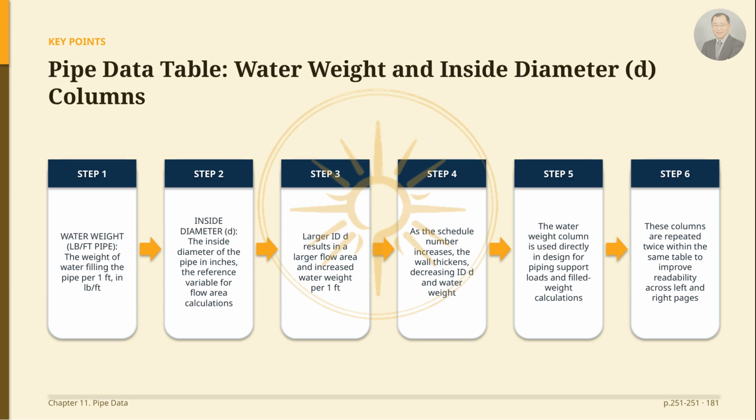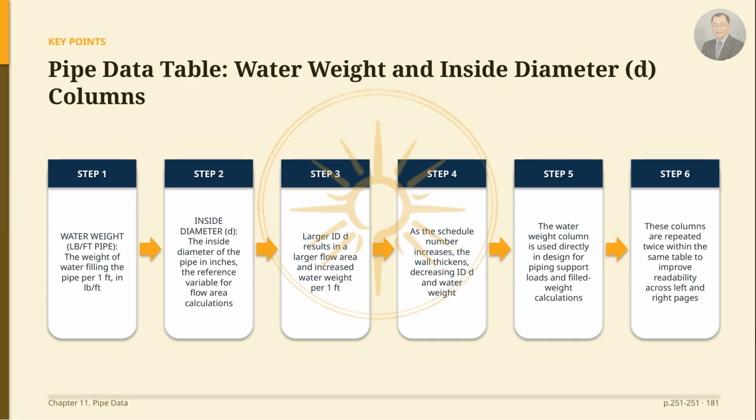Finally, I will introduce the water weight and inside diameter columns. The water weight column represents the weight of water that completely fills the pipe per foot, with the unit being pounds per foot. The inside diameter refers to the internal diameter of the pipe, denoted by the variable d, and the unit is inches.